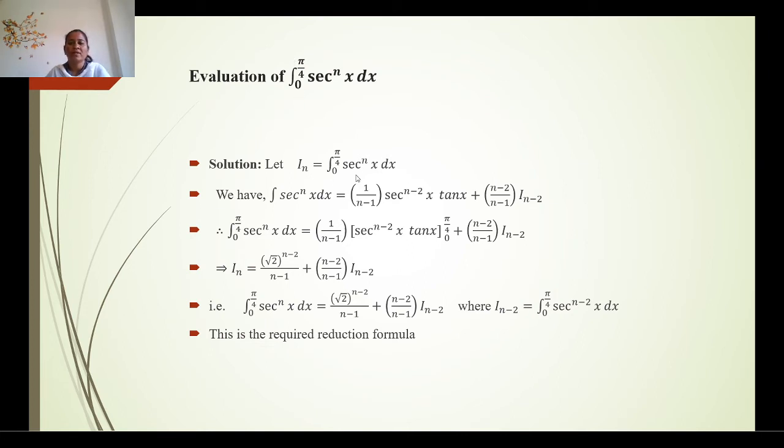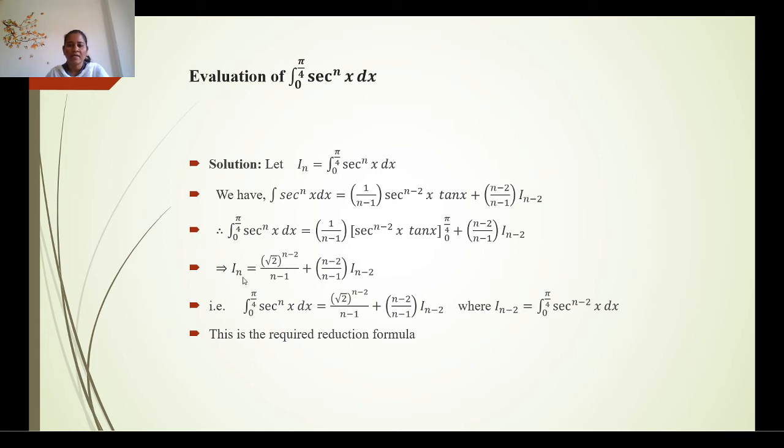So here, the given function can be taken as In. Already we evaluated this integral. So this is the reduction formula for secant to the power of n x. Here in this problem we have to apply the limit 0 to pi by 4. So here, 1 divided by n minus 1, a constant, times secant to the power of n minus 2 x tan x with the limit 0 to pi by 4, plus these are all constants. Here there is no necessity to apply the limit.